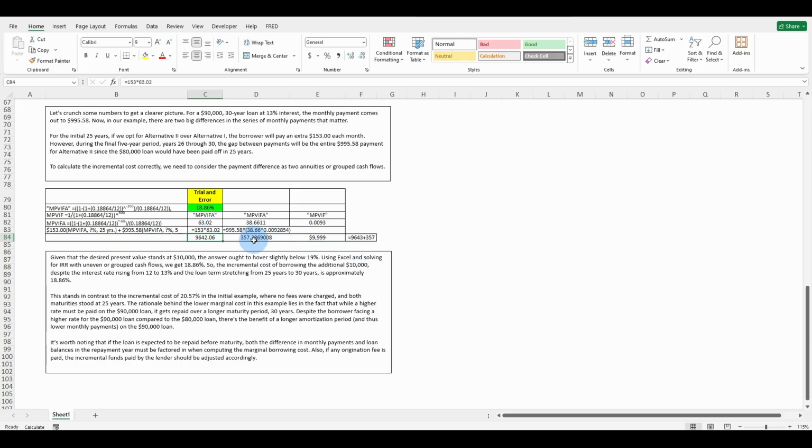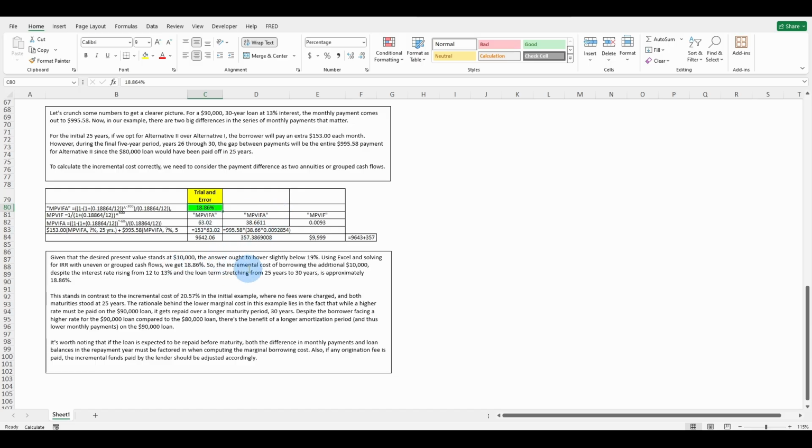But that's it. What's the point of this? The point is we have to solve for this differential, the 25-year versus the 30-year, 80 grand versus 90 grand. And then where's that other 10 grand coming from? So to equalize this thing, given that the desired present value stands at 10 grand, the answer ought to hover slightly below 19%. Using Excel and solving for the internal rate of return with uneven or group cash flows, this is considered a group cash flow, we get 18.86%.